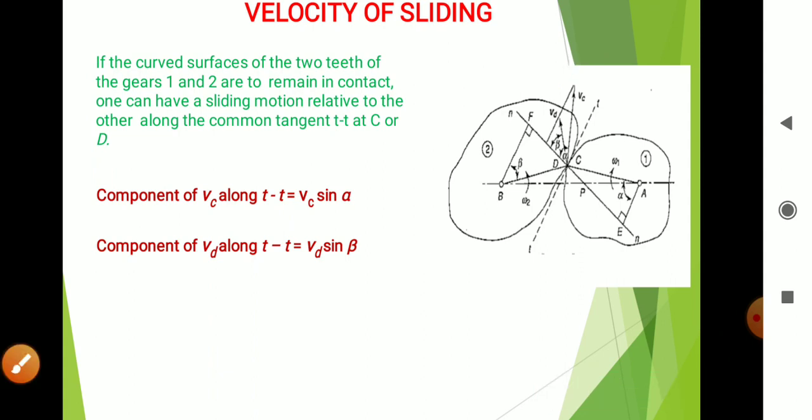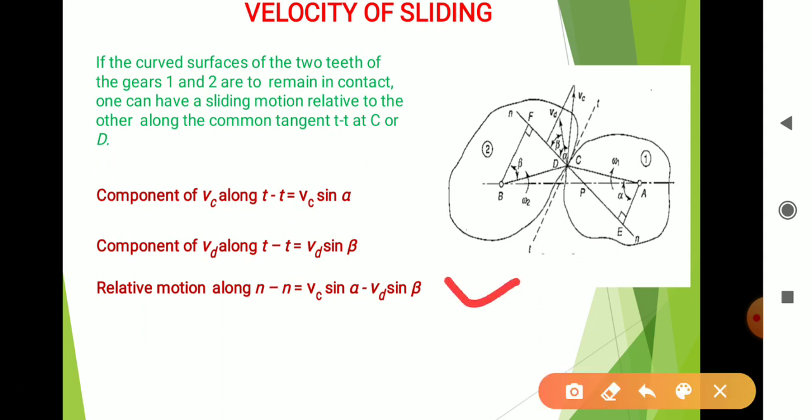And what is the value of VC along TT? VC sine alpha. Okay, so there must be a relative motion. Both gears are in contact with each other, they slide on each other, so there must be some relative motion, and this relative motion along TT is equal to VC sine alpha minus VD sine beta. So the difference between these two is nothing but what? Relative motion between these two gears. Okay, so the relative motion is equal to VC sine alpha minus VD sine beta.